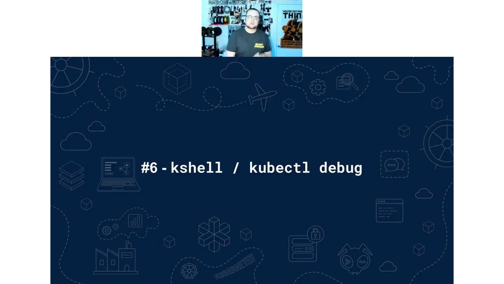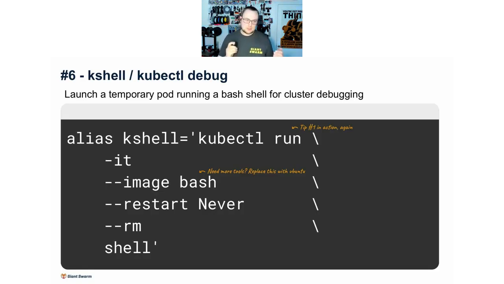So the first thing I'm going to talk about is KShell and kubectl debug. Cool. KShell. So this is going back to tip number 1 again in action. I have an alias in my bashrc files that's called KShell, and that aliases out to this kubectl run command, which allows me to very easily spin up a new pod in a cluster, running the bash image, and then exposes the terminal of that pod to me.